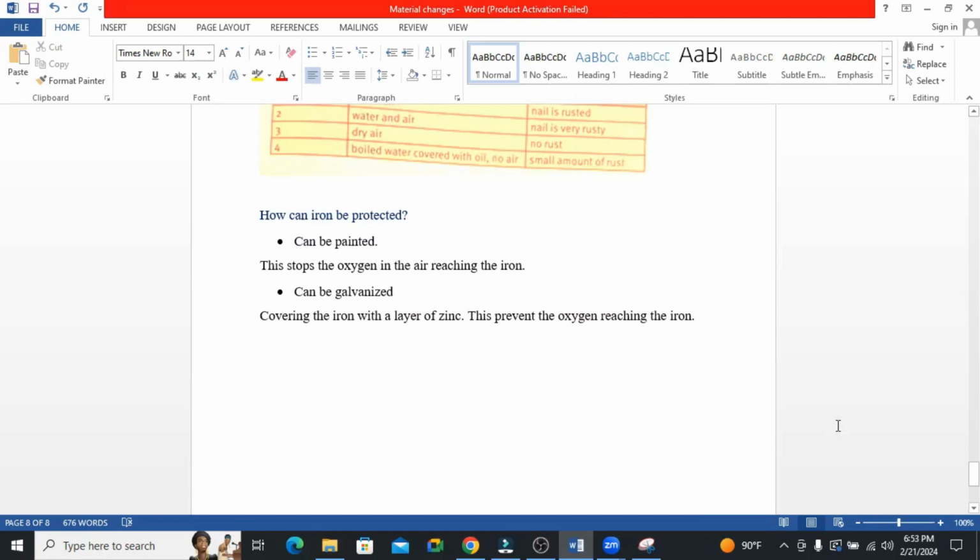Another thing can be galvanizing. We can galvanize the iron. Galvanizing means covering the iron with a layer of zinc. When we apply zinc on the iron object, it also prevents contact with oxygen. The iron is not contacting the oxygen gas. That is why it is not rusting.